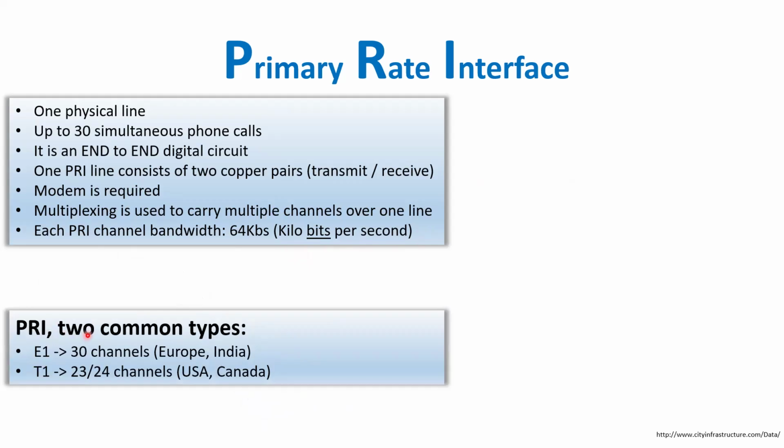2 common PRI types, E1 and T1. E1 can serve about 30 channels, which means about 30 simultaneous telephone conversations, and is mostly used in Europe and in India. And there's a T1 interface or T1 PRI that can carry 23 or 24 channels, which is less than E1. And it's mostly implemented in North America.